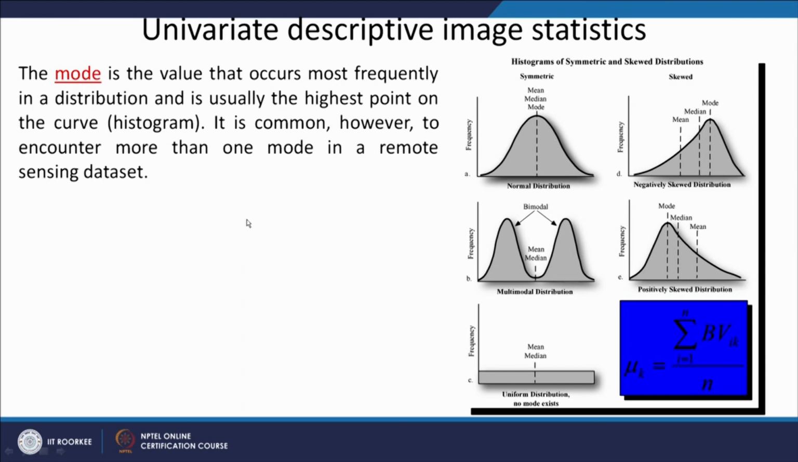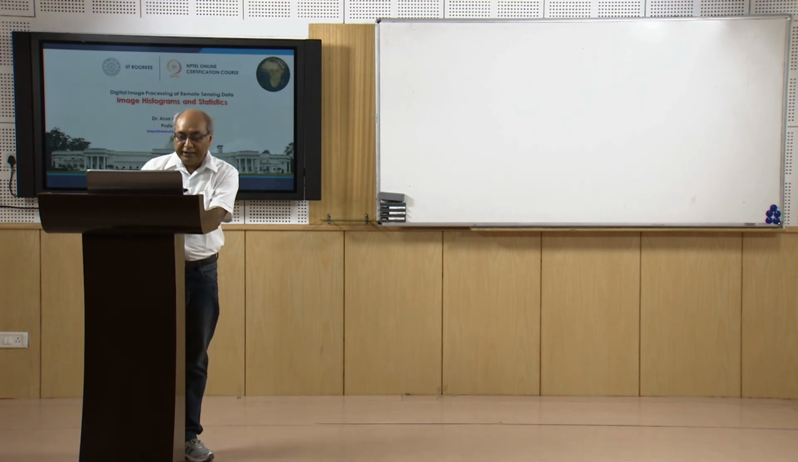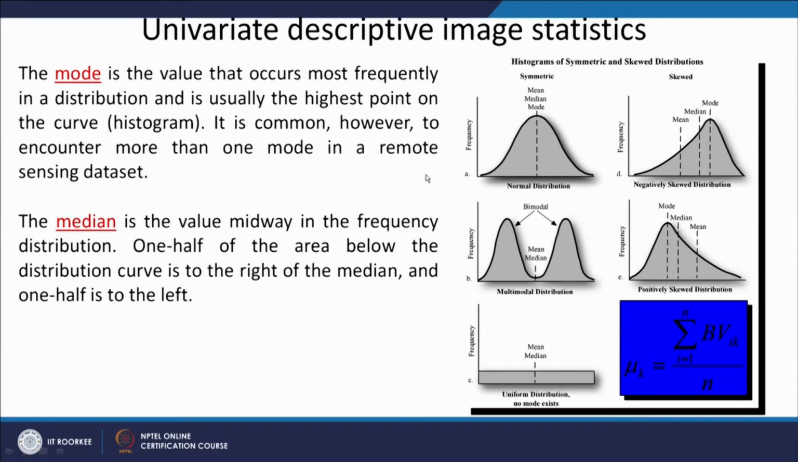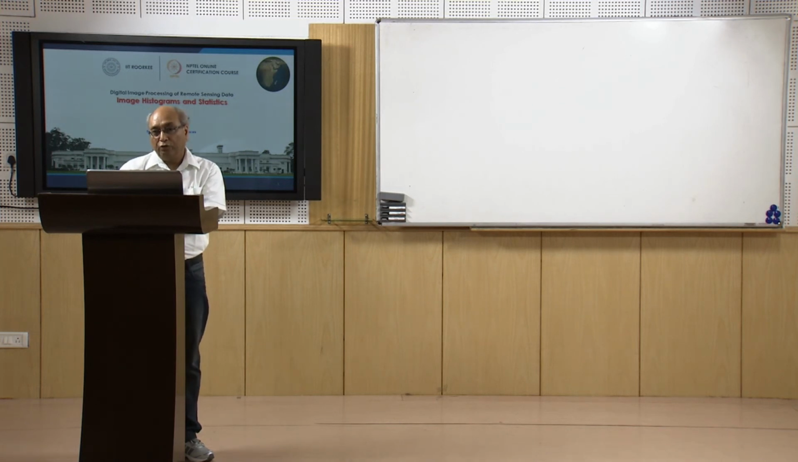So it is not necessary that you will always have one peak, as I have been discussing, depending on the areas which are being represented within one image. So the histogram would be accordingly. Second is the median, the value midway in the frequency distribution. In case of a normal distribution, the midway value is the same as mean and mode, but in case of a negatively skewed distribution, median would be somewhere here. One half of the area below the distribution curve is to the right of the median and one half is on the left. Because it exploits the frequency of your pixel values as well, it is the median of the frequency. So one half has one number of pixels and the other has the same number of pixels.